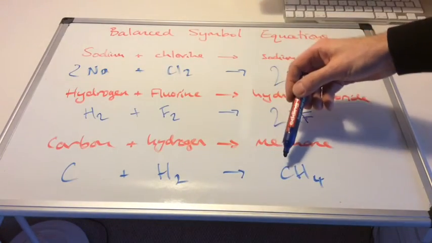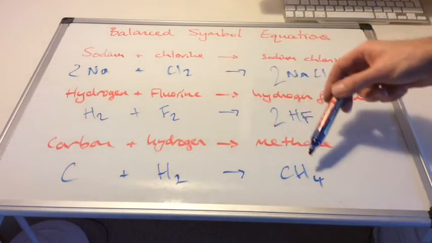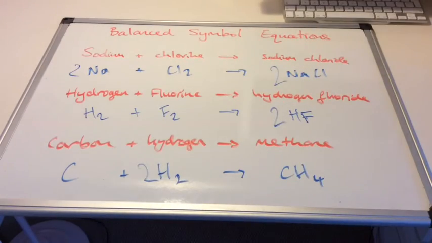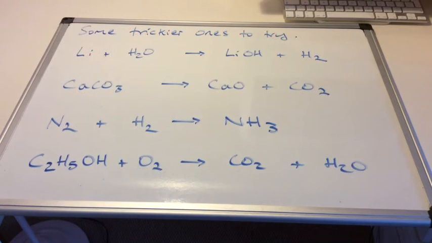1 carbon, 1 carbon, 2 hydrogens, 4 hydrogens. So a 2 in front of that will give us the 4 hydrogens we need on the left. So we'll just finish this little section with some slightly trickier ones to try. All I've done is look through the GCSE chemistry syllabus and picked 4 of the reactions that you need to know. So again, if you want to have a go, and then I'll go through the answers.